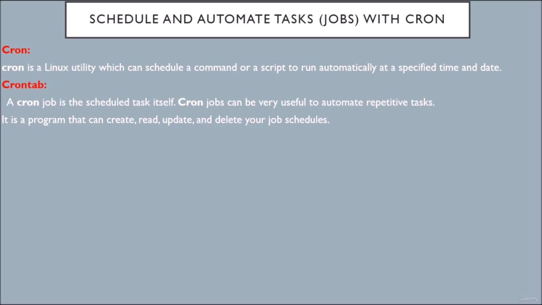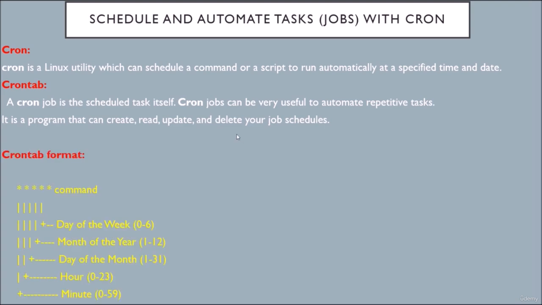Cron jobs can be very useful to automate repetitive tasks. For example, if you need to back up your system, let's say once a week, you can automate that task, and Crontab will help you do that. This is the format that Crontab uses. When you schedule a particular job, for example, your backup script to run, or delete some old log files, it's a repetitive task. You can schedule it through Crontab, and this is the format that you will use.